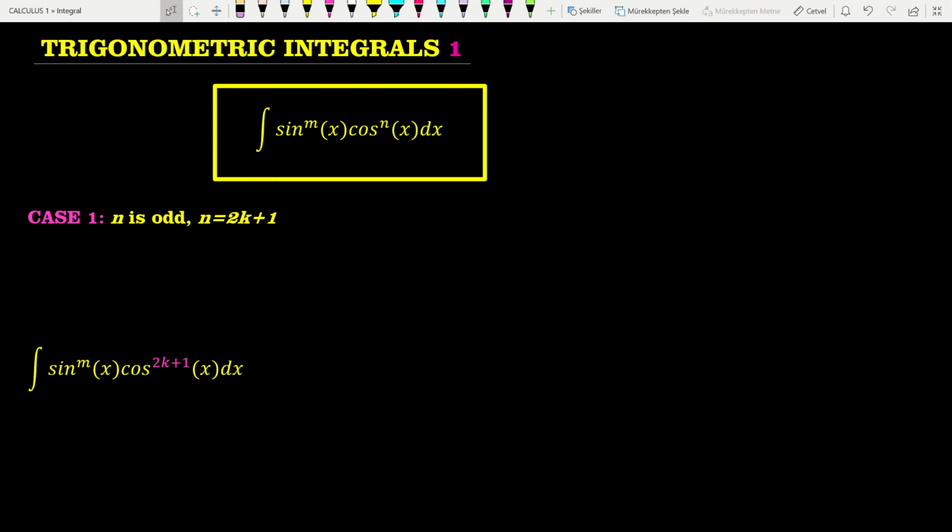In this part, we use trigonometric identities to integrate certain combinations of trigonometric functions. In the first part, we have sine and cosine functions in the integrand. We have three cases for this kind of function.